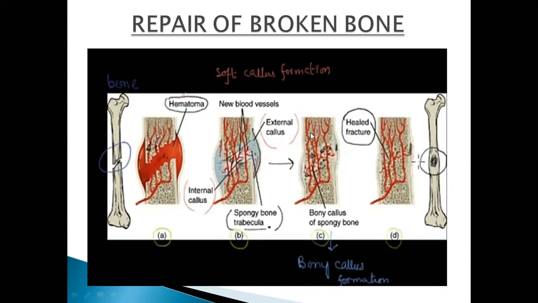But now we are going to see the bony callus of spongy bone. Here, this is the third step. What happens here? Bony callus formation, or you can call it callus ossification as well. Osteoblasts and osteoclasts continue to migrate inward. These two types of cells, osteoblasts and osteoclasts, are the bone forming cells and the bone maturing cells. What do they do?